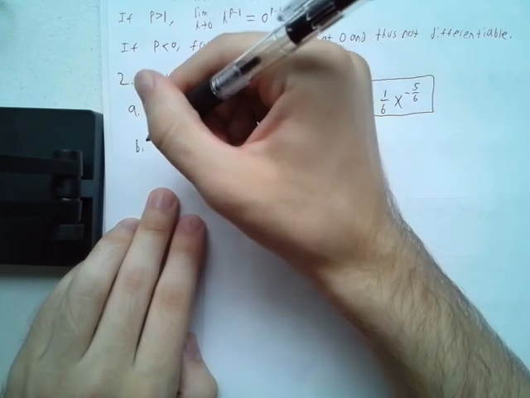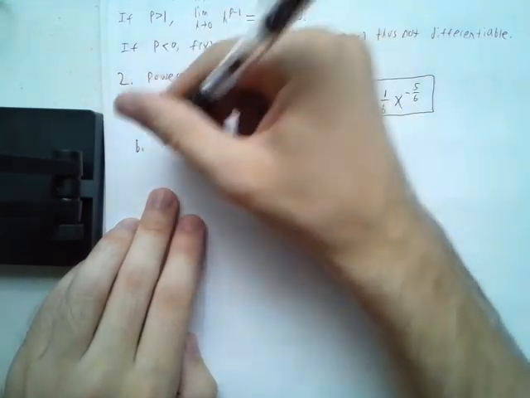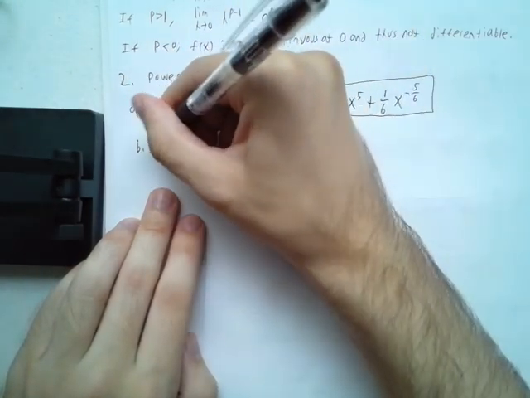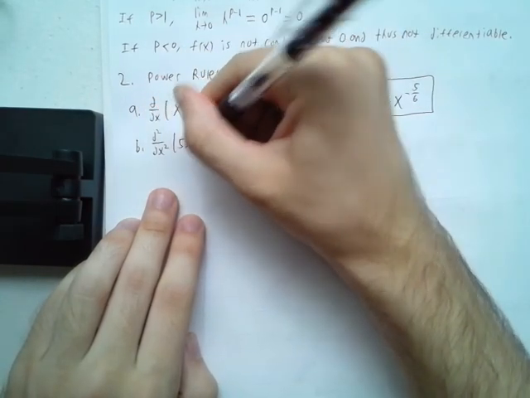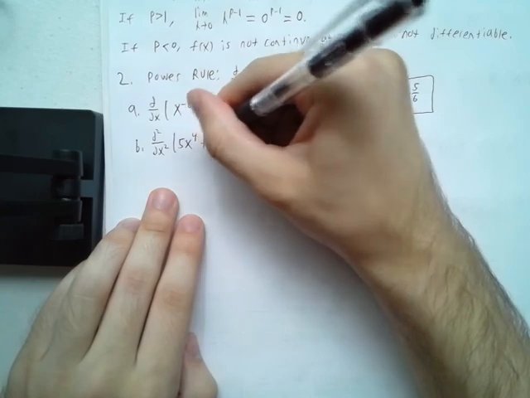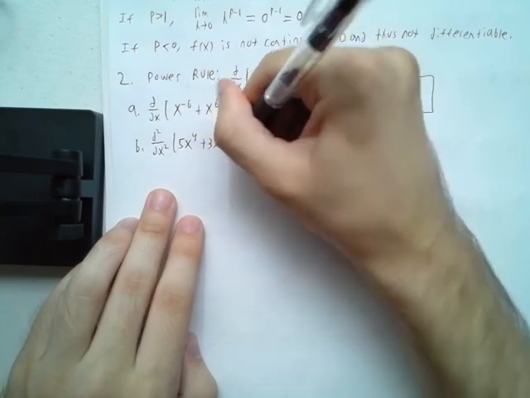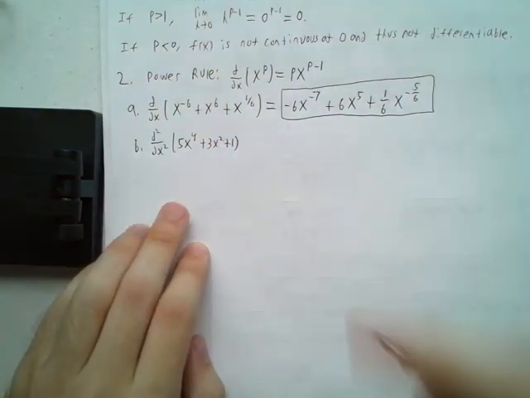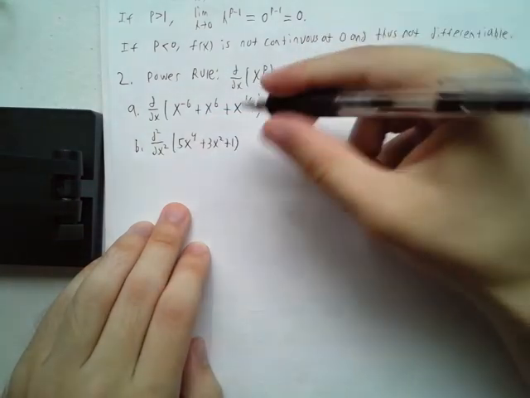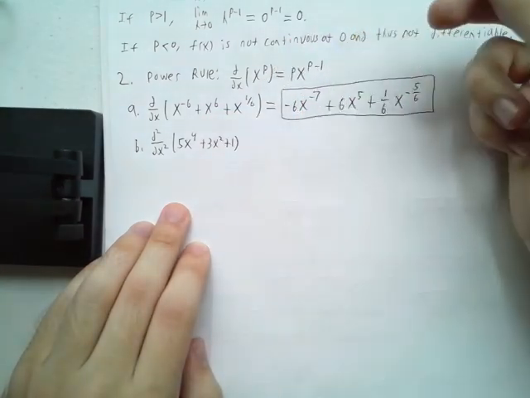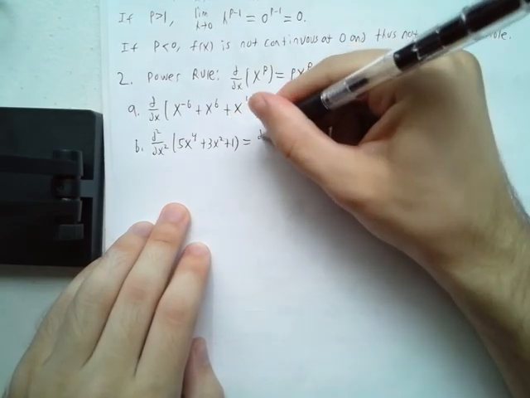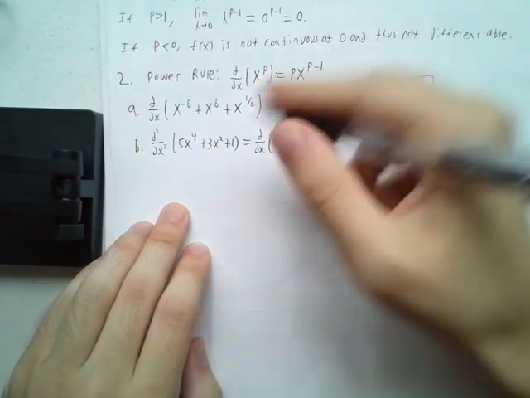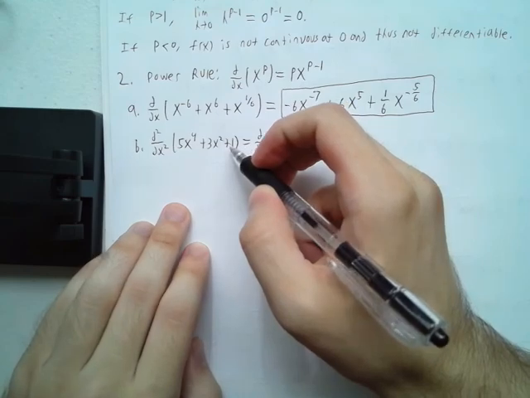Let's take a look at another one. So now we're asked to find the second derivative of 5x to the 4th plus 3x squared plus 1. And so in order to find the second derivative, of course, we first have to find the first derivative. So this is equal to the derivative of the first derivative of this function.